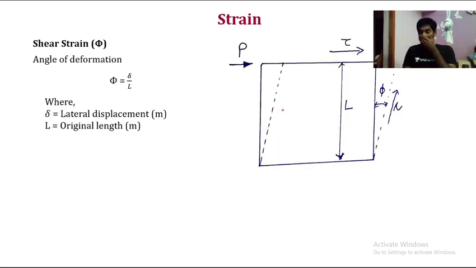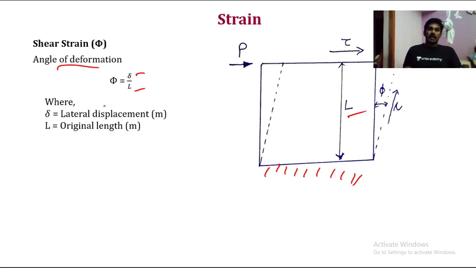So coming to the shear strain, right? This is the third part. Here, shear strain means angle of deformation. So phi is equal to del by L. Del means, this is your block which is fixed at the bottom, and a load P is applied tangentially to this component, right? This is your del, right? And L means its total height, L.